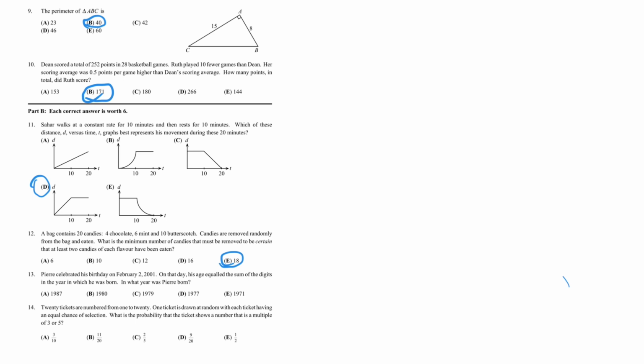Number 13. Pierre celebrated his birthday on February 2, 2001. On that day, his age equaled the sum of the digits in the year in which he was born. In what year was Pierre born? So choice A is 1987. The sum of the digits is 25. The age in that year is 2001 minus 1987, that's 14.